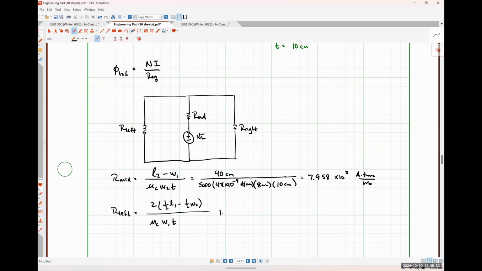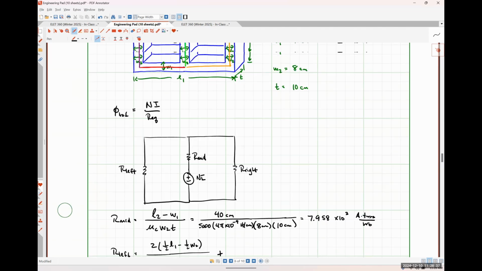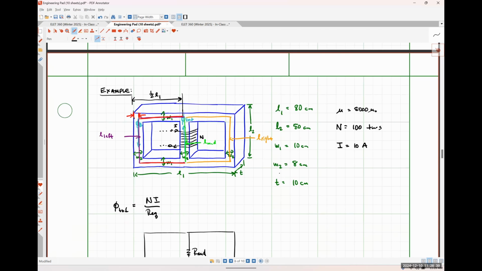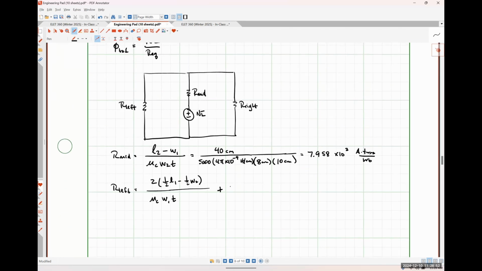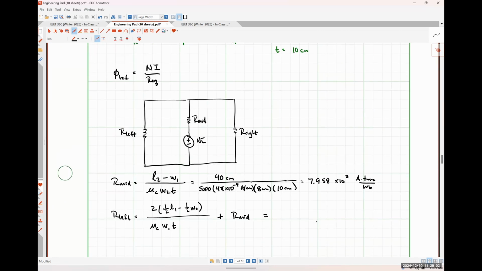Okay. So we've got the topmost part of the path, and the bottommost part of the path taken care of. Now we need to get that vertical path. Well, I think that vertical path has the exact same reluctance as the middle leg, because it has the same dimensions and the same cross-sectional area. So I'm going to be lazy, and I'm just going to put plus R mid. Okay. And I'm going to be extra lazy and say that this left path has the exact same reluctance as the right path, because they have the same dimensions and all of that kind of good stuff.